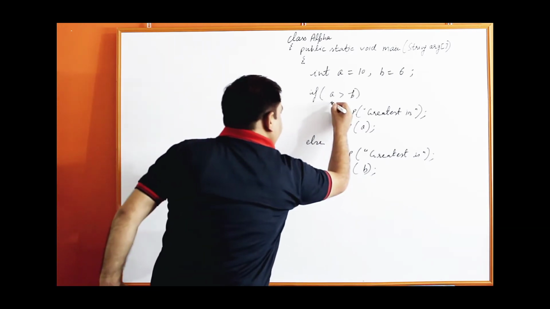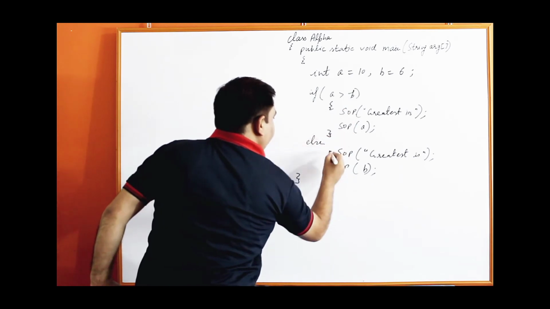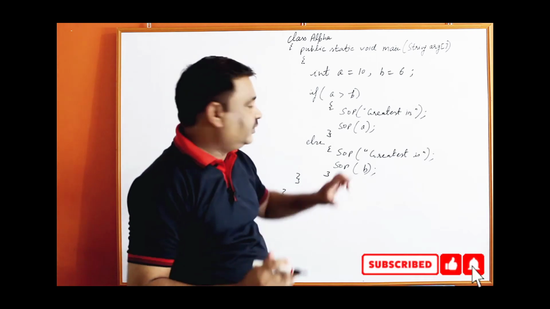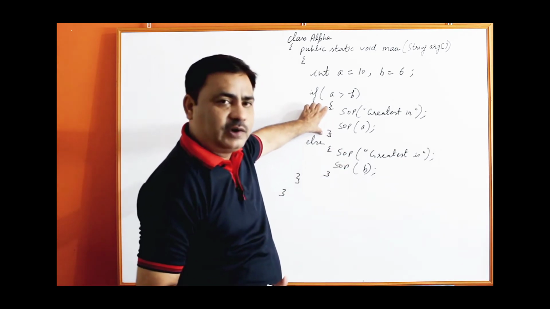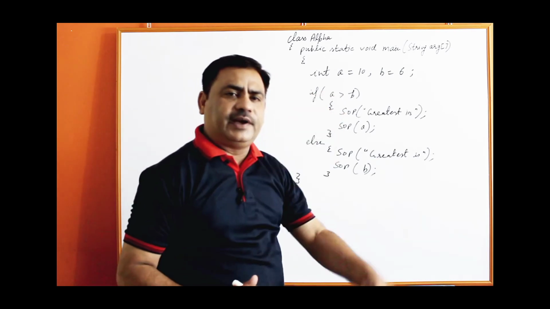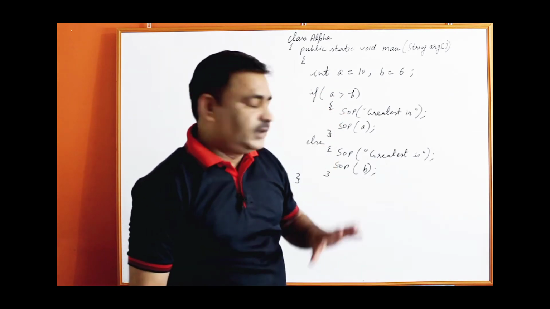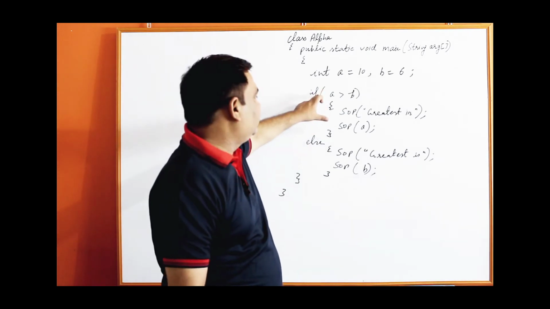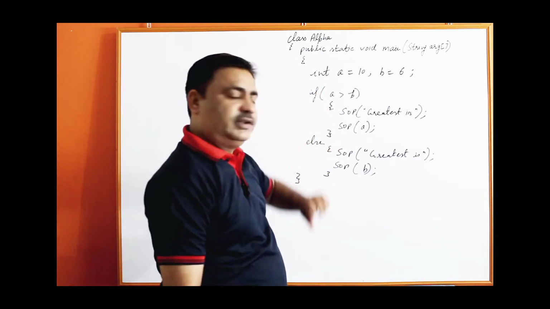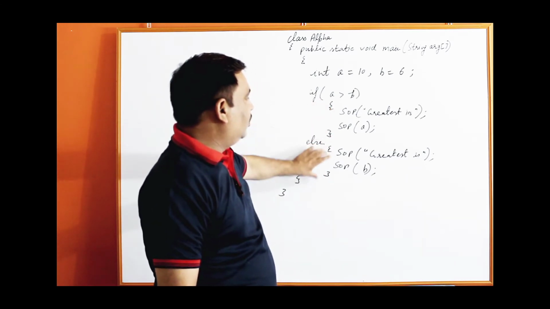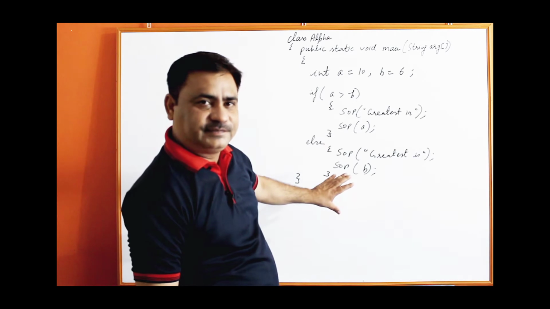Then use the curly brackets, which is called a block. A set of statements enclosed in curly brackets is called a block. In a block you can write either one statement, two or more than two, any number of statements. If the condition is true, then this complete block will execute. If the condition is false, then the else block will execute. So now these two blocks are conditional.